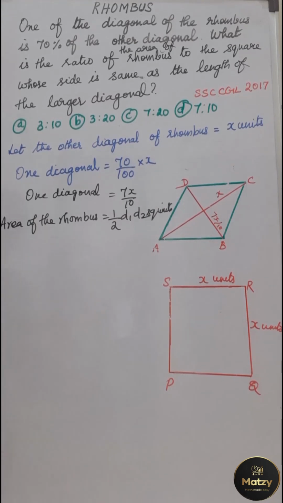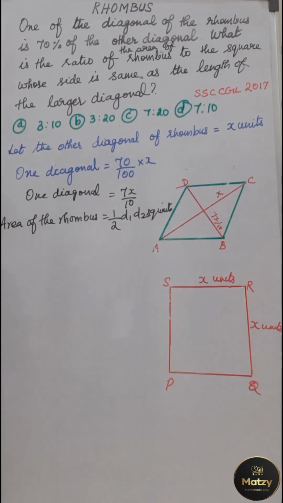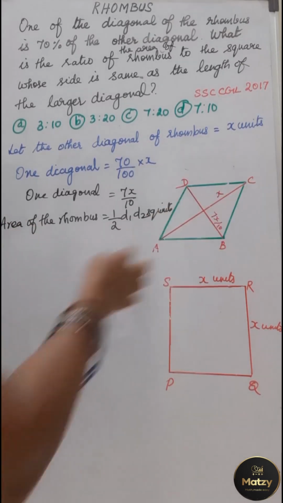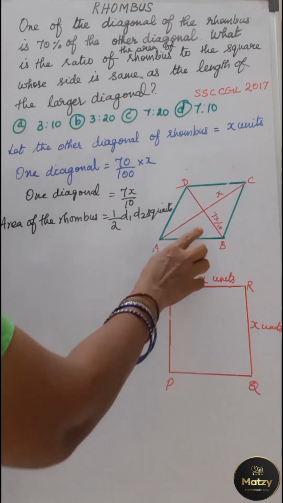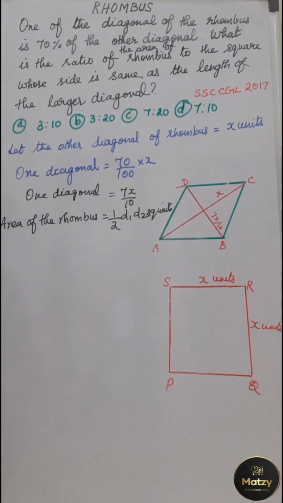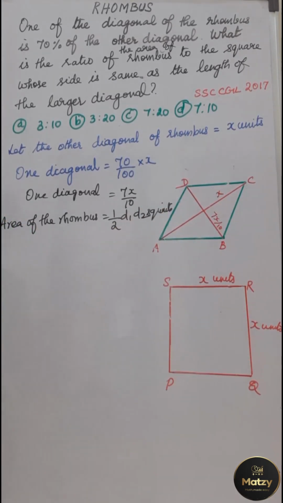Okay, what is the other information given? He is constructing one square whose side is equal to the length of the longer diagonal of the rhombus. So, what is the length of the longer diagonal? That is x units. I have drawn one square whose side is equal to x units. Now we have to find the ratio of the area of this rhombus to the area of this square. That is the question. Four options are also given.